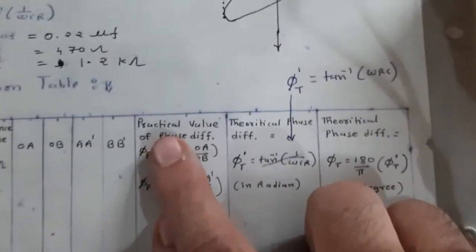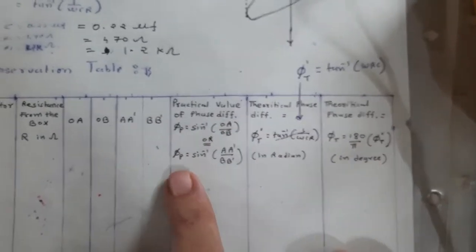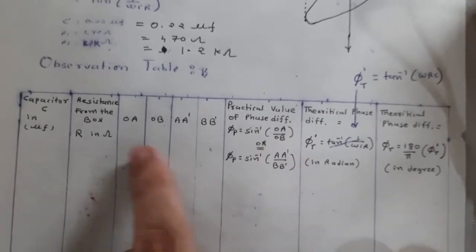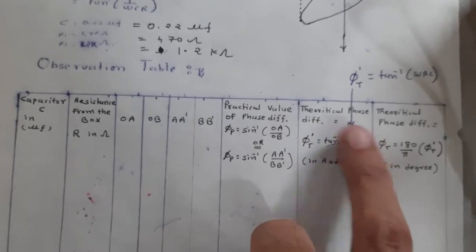Now this is the calculation. The practical value of the phase difference phi is equal to sine inverse of OA upon OB. Find out this value. This is your practical phase difference.